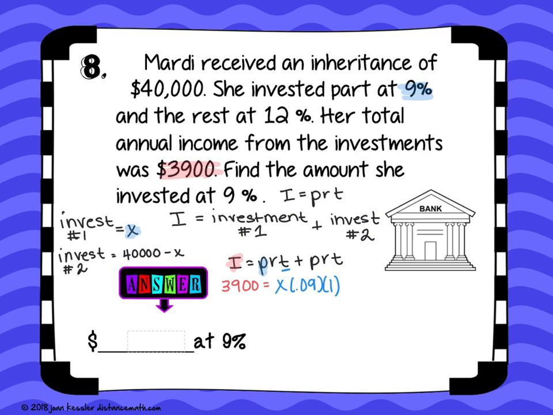For my second investment, the principal amount is 40,000 minus X. The rate is 12%, which we need to express as a decimal. And then lastly, it's still over 1 year.